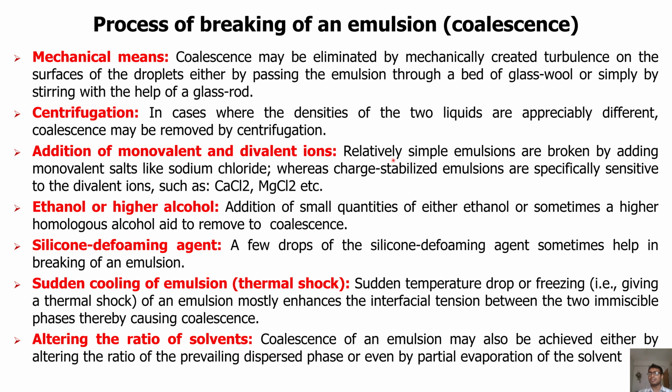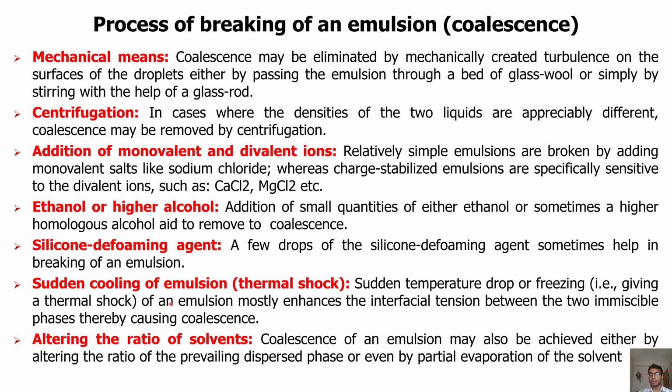Okay. Relatively simple emulsions are broken by adding monovalent salts like sodium chloride, whereas charge-stabilized emulsions are specifically sensitive to divalent ions like calcium and magnesium. Then ethanol or higher alcohol: addition of small quantities of ethanol or sometimes higher homologous alcohol promotes coalescence. Okay. Then silicone defoaming agent: a few drops of silicone defoaming agent sometimes help in the breaking of an emulsion.